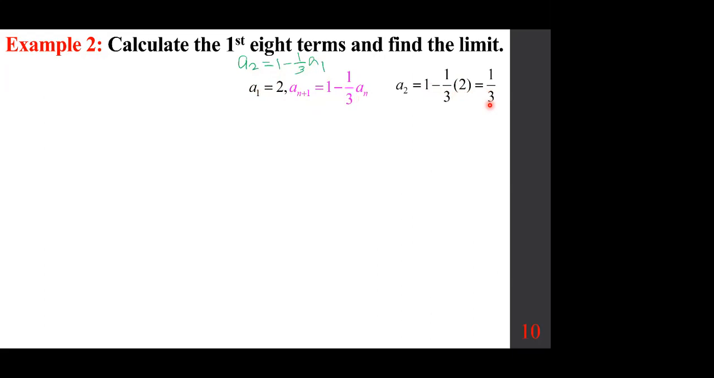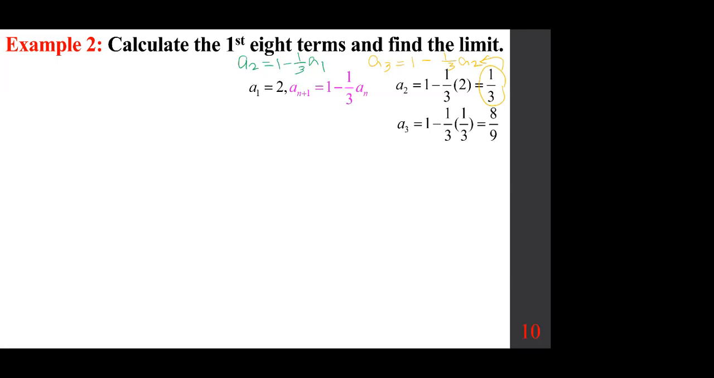If it was a sub 3 is equal to 1 minus 1/3, would it be... Hold on, let me write it. Okay, a sub 3 is equal to 1 minus 1/3 a sub 2. You got it. So that's it. It's very simple, class. And so now you're going to plug in, and instead of a sub 2, you are going to put the number you just came up with. Now 1/3 times 1/3 is 1/9. 1 minus 1/9 is 8/9.